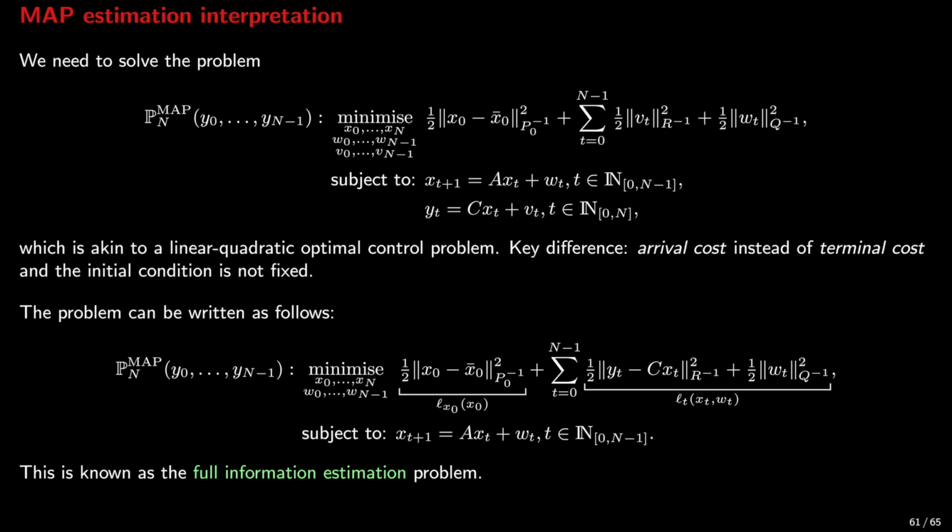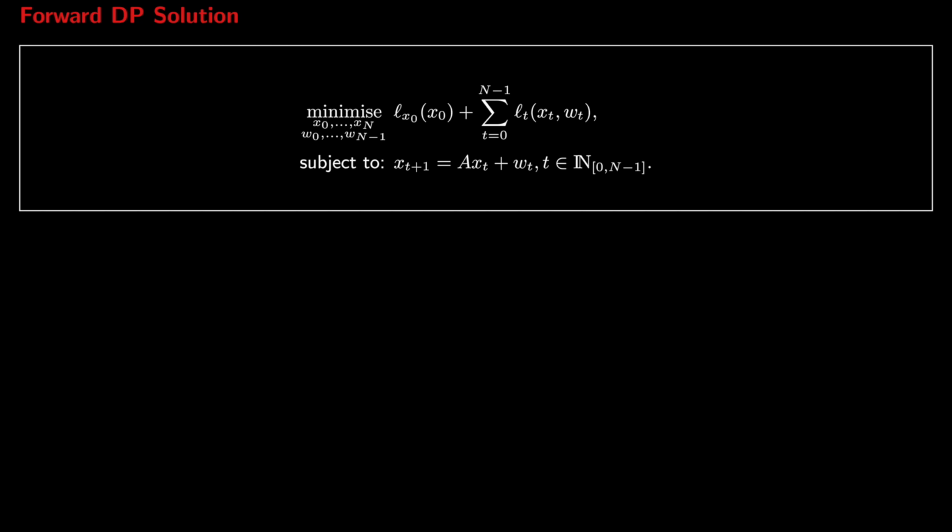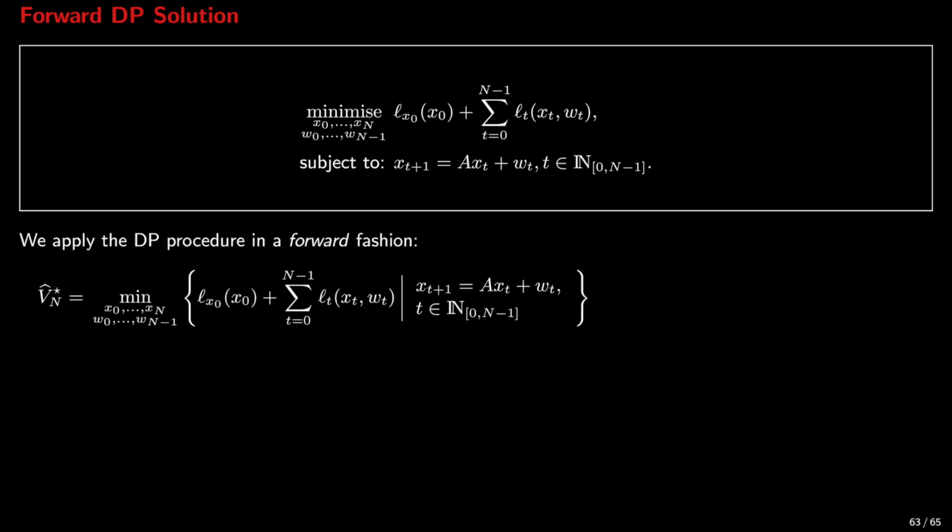We can then exploit this special structure to solve the problem using dynamic programming. But contrary to what we did in optimal control problems, where we started at the last stage and moved our way to the beginning, backwards, here we start at t equals 0 and move forwards. This leads to the forward dynamic programming method.